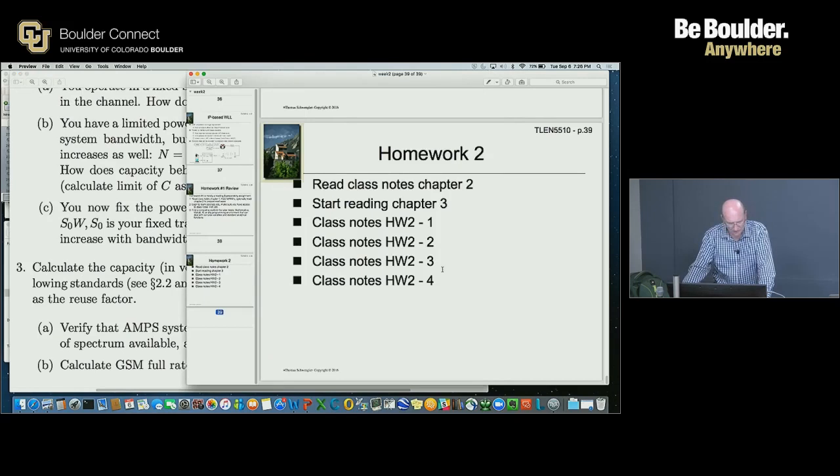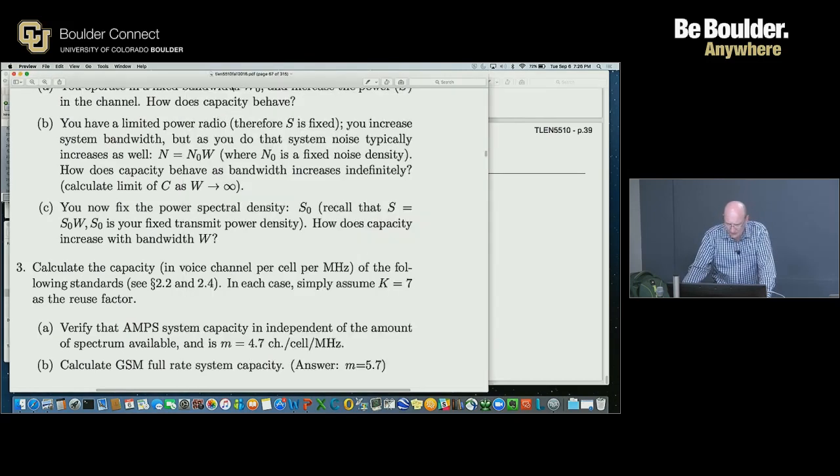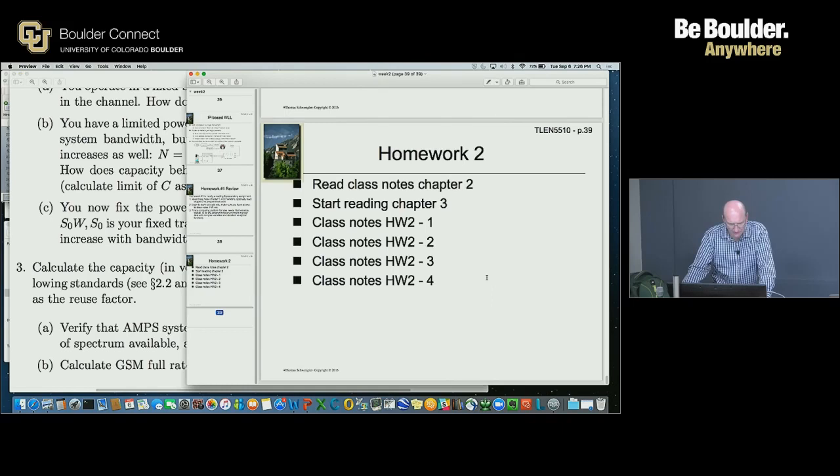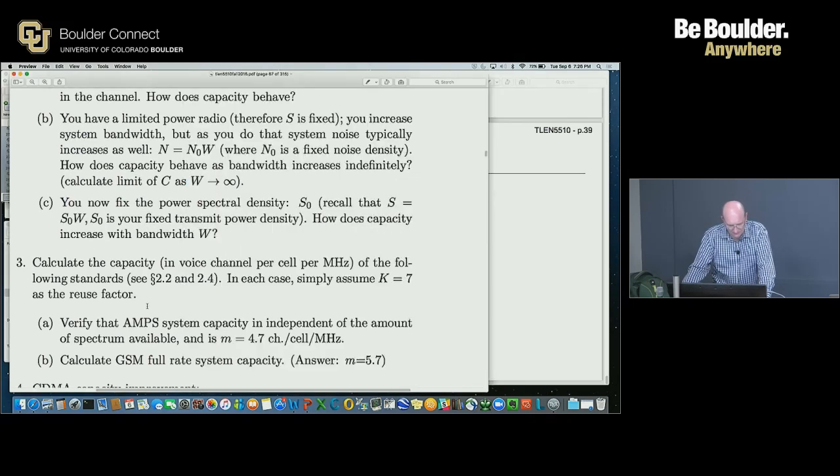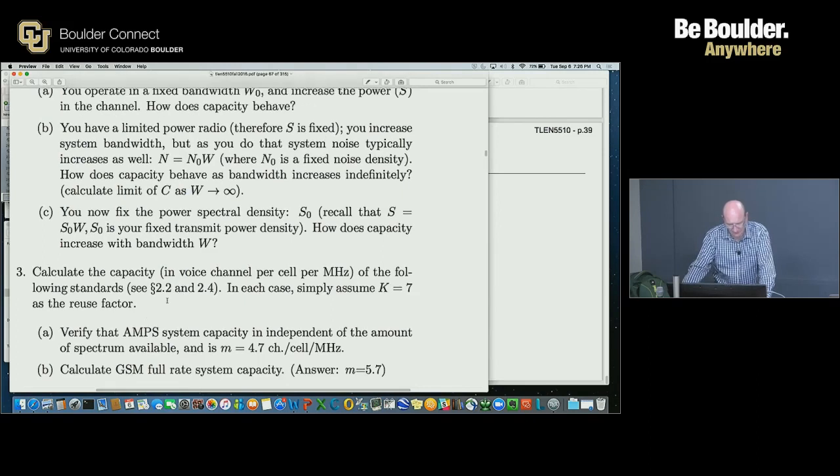Did you mean the second one? No, the third one. Okay, what's the question? I'm not sure what kind of formula goes for voice channel per cell per megahertz, since it's a GSM system. Right, that's why I gave you the answer. You couldn't get to the answer?